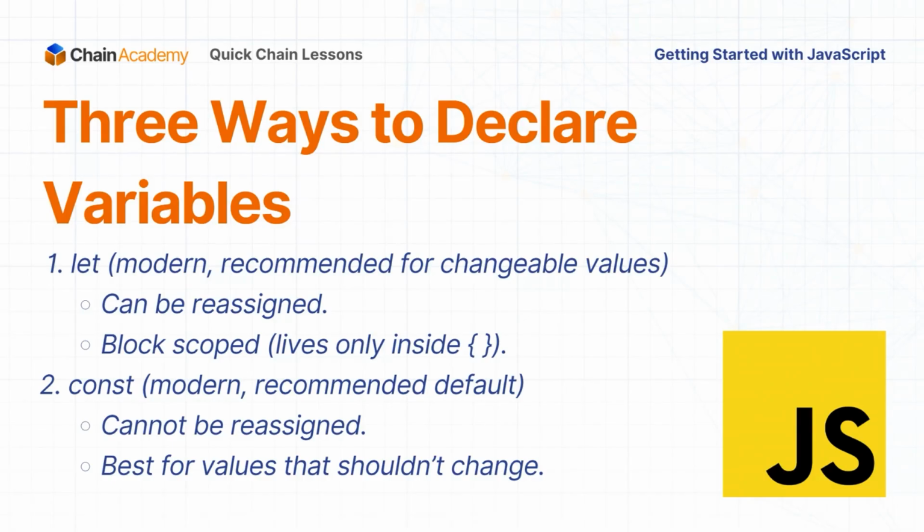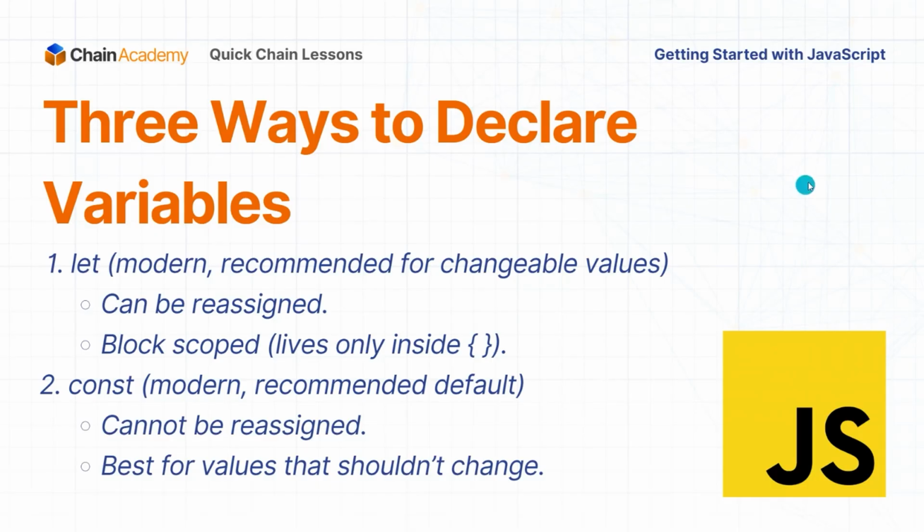It's also block scope, meaning it only exists inside the curly braces where you define it. We will have a short demo later. And then const is the opposite. It stands for constant. Once you assign a value to a const, you can't reassign it. This makes it perfect for values that should never change in your program. Most of the time, developers today use const by default and only switch to let if they know the value will need to change.